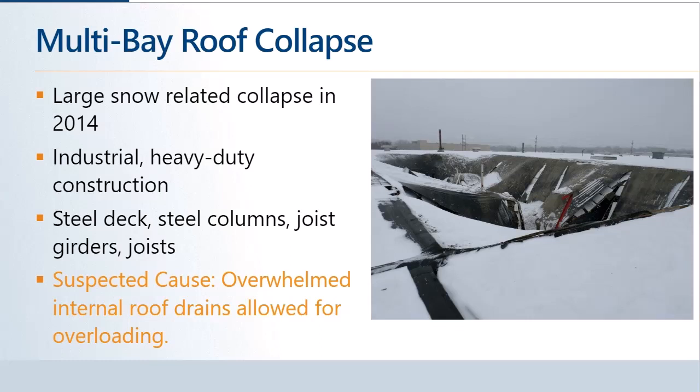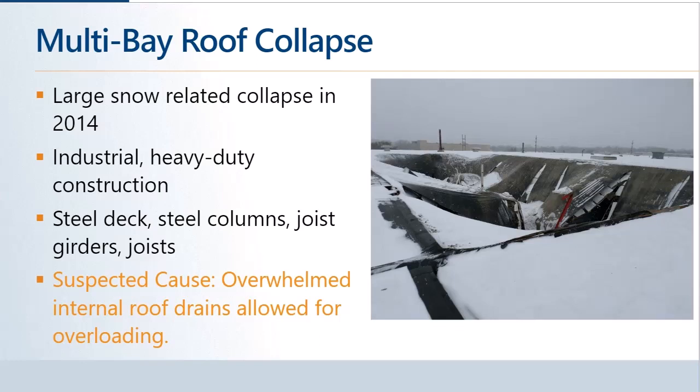And we had a long winter of lots of collapses, both of old buildings that have just been overwhelmed and newer construction that just wasn't ready for it either. In this case, it was a very large industrial, kind of heavy duty construction. It had been a furniture manufacturer. This was actually the second floor of this large building, but robust construction materials, steel decks, steel columns, joist girders, all steel. And in this case, as you may suspect, the internal roof drains were just overwhelmed, whether there was debris in them or ice or whatever.